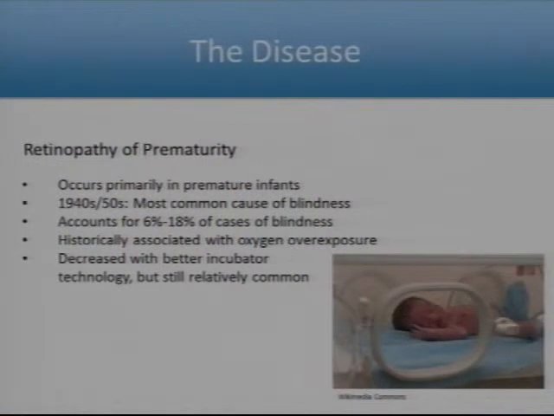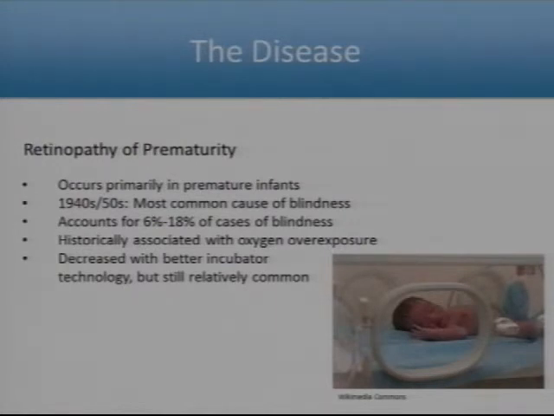So first off, this disease is an eye disease, and it is a very common cause of blindness in infants, and historically it's been linked with oxygen overexposure. A lot of infants earlier, before we had subcutaneous oxygen monitoring, were affected with this, and since we've had more advanced technology for monitoring oxygen in infants, it's become a bit more controllable. But as technology has gotten better for keeping premature infants alive, we have more premature infants and more severely premature infants, and so the incidence of the disease is still pretty high.